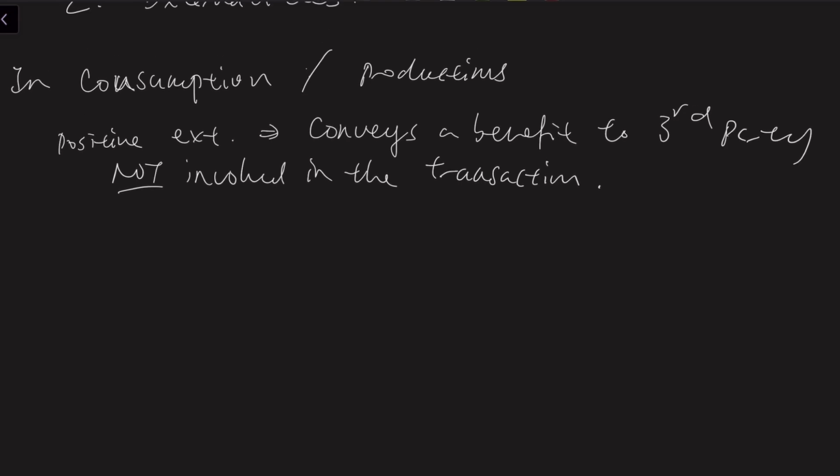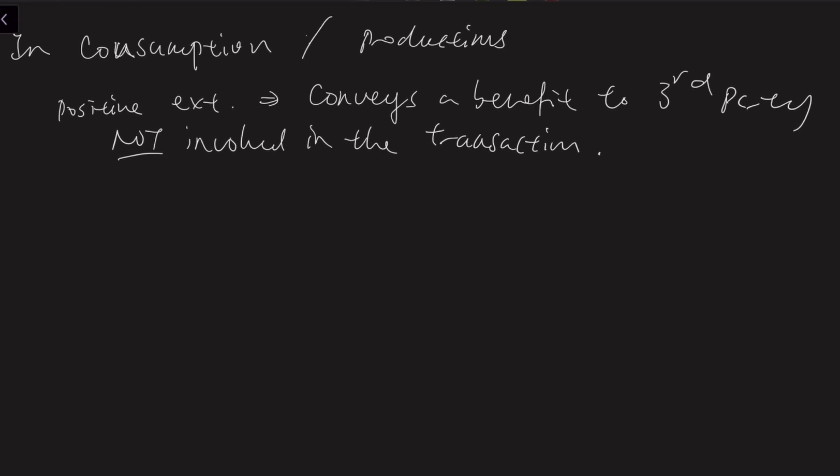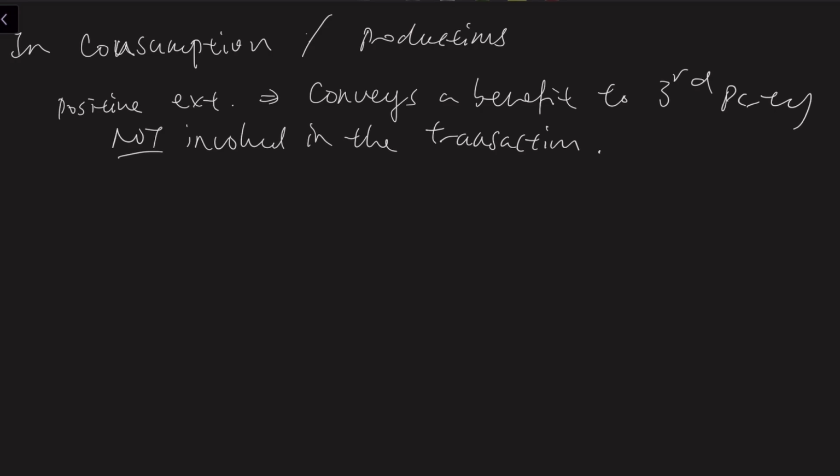And this is problematic because from an individual perspective, you are optimizing. But from a societal perspective, because your consumption or your production conveys a benefit, from society's perspective, the resources are under-allocated to the provision of these particular goods and services.